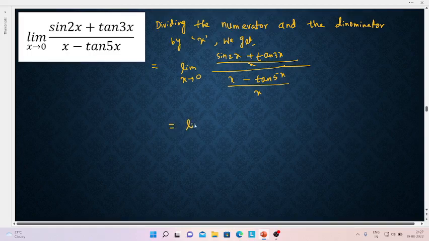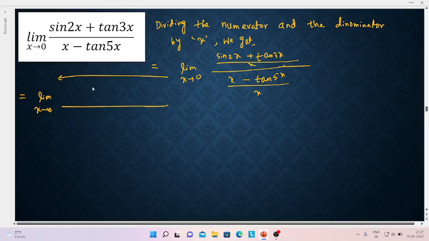So now we can write this particular thing as, let me write it on the left side, because then we will have more space. That can be written as limit x tending to 0, sin 2x upon x plus tan 3x upon x, right? And on the denominator what do we have? We have x upon x, which is nothing but equal to 1, right? So on the denominator we have 1 minus tan 5x upon x, right?